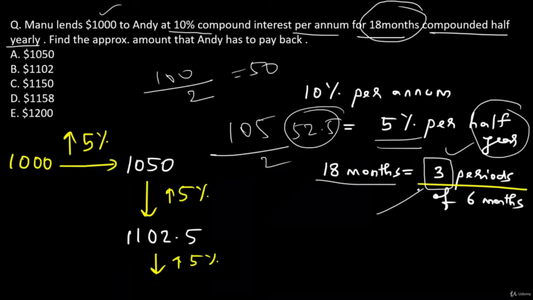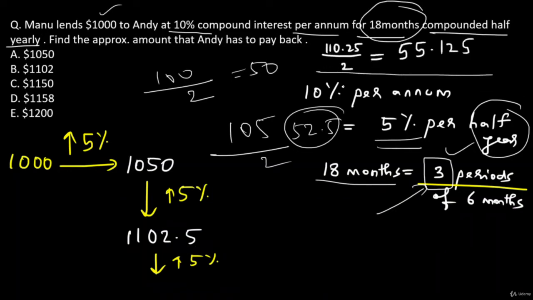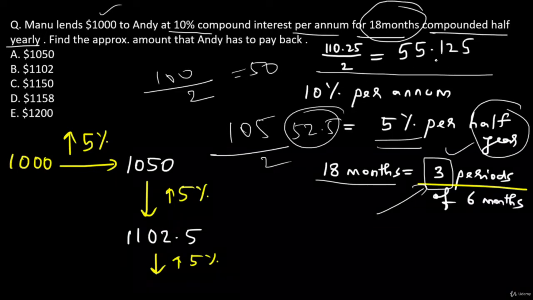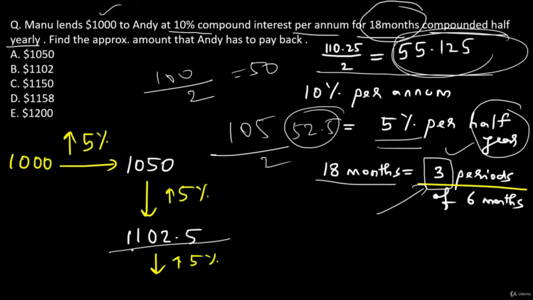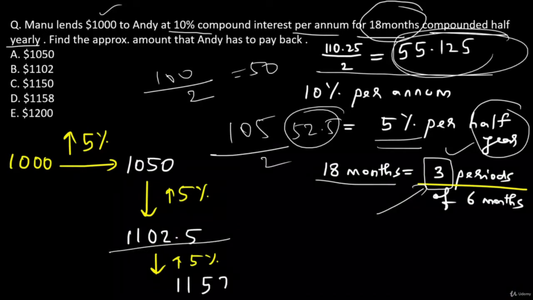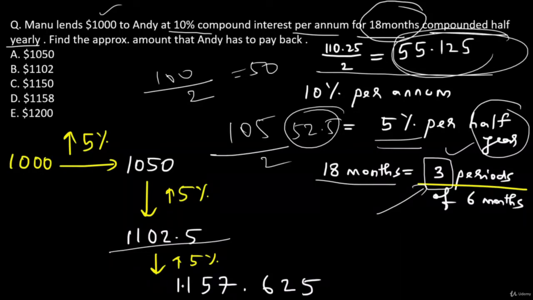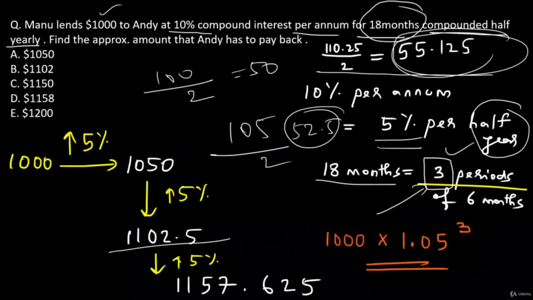Remember, you have to do this 3 times, because it's 3 periods that we have got over here. Now when you increase it by 5%, how do you do this? Again, 10% of 1102.5 will be 110.25. Now you have to divide that by 2 to find 5% of that, which is 55.125. So you have to add 55.125 to 1102.5, and that will be equal to 1157.625. All right. So again, what we have done over here is nothing but doing 1000 into 1.05 to the power 3. That's the same thing.